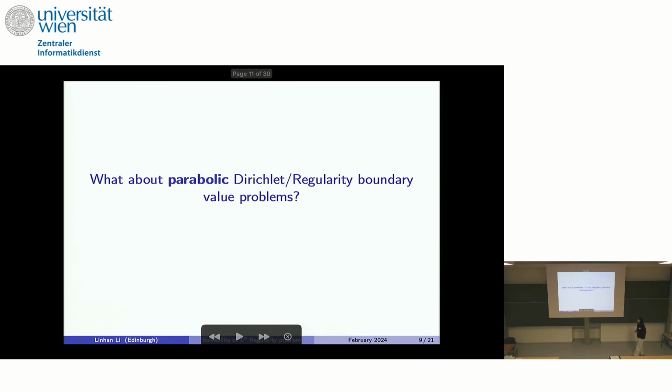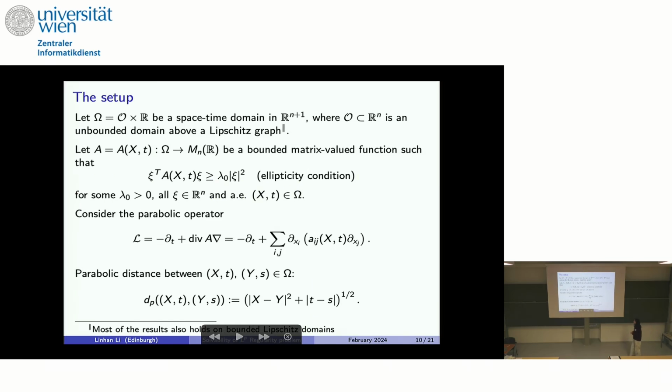Now, what about the parabolic case? Let's start from the beginning again. How much do we need to change the setup? First, the domain will be a space-time domain. For simplicity, I will assume that the domain does not vary in time. So it's a Lipschitz cylinder, where this O is a spatial domain in Rn, an unbounded domain above a Lipschitz graph. And now the matrix depends also on time, and we still assume the ellipticity condition.